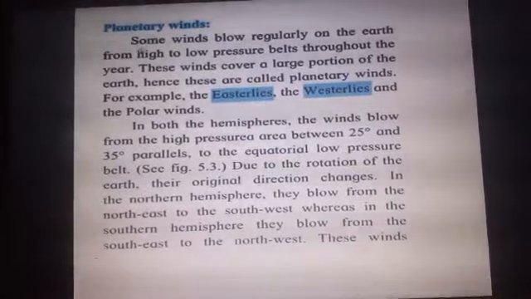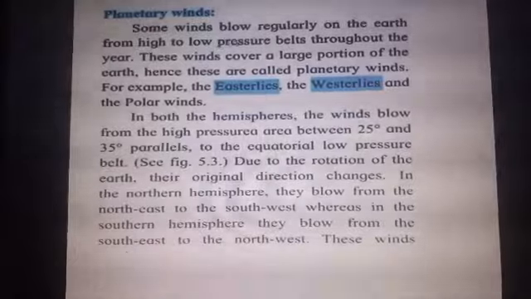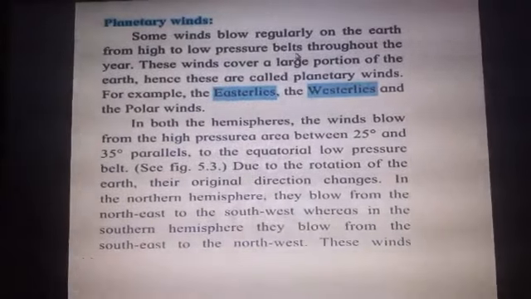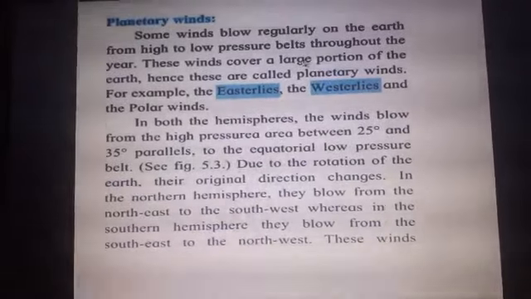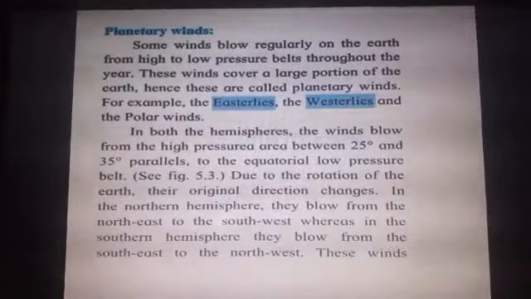From where is it blowing? That is from high to low pressure belts. From high pressure area to low pressure area, the air which blows throughout the year. These winds cover a large portion of the earth. So these winds are covering what? A big area, a big portion of the earth's surface, and hence these are called planetary winds.